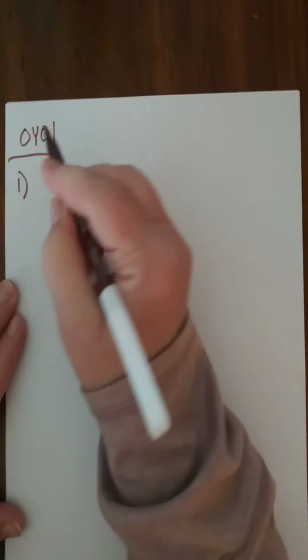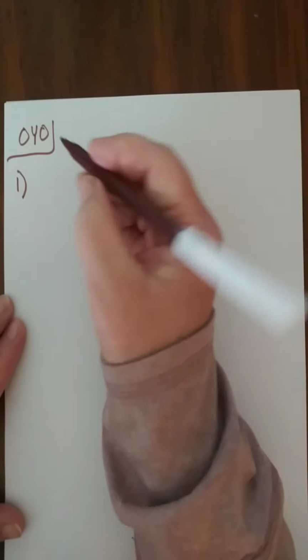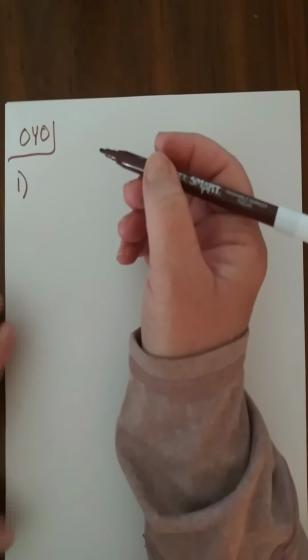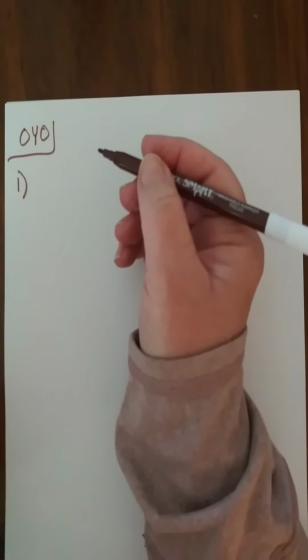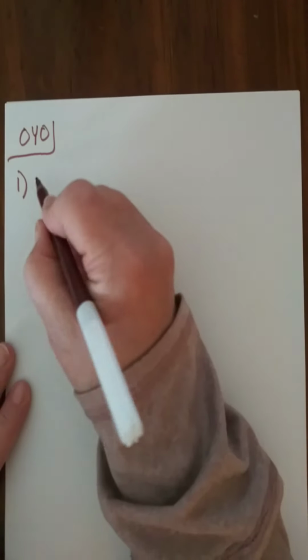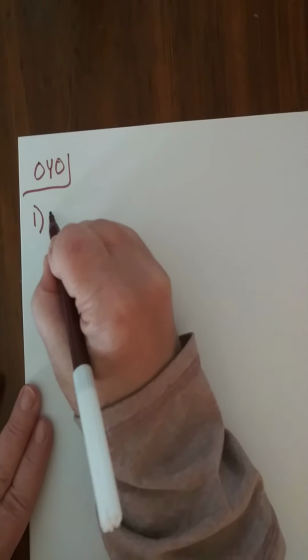All right, OYOs, let's do number 1. If you don't have your book, I'm going to write them out for you. They don't give us a picture, it's just a list of measurements. You'll see that a lot in the worksheets also. The first measurement for OYO 1 is 28 inches.